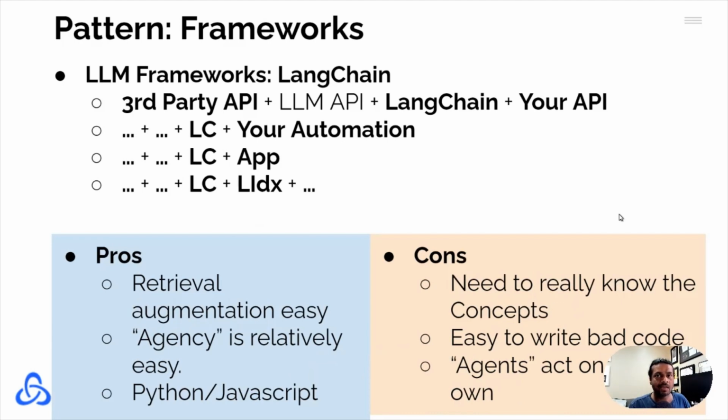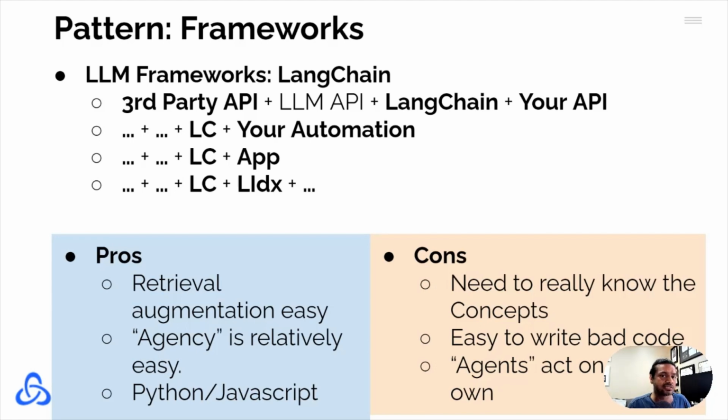So, for example, if we wanted to use LangChain, we could have LangChain using our LLM API with other third-party APIs, like Google Search, and your own API. And you take this whole enchilada, you can then add it into an automation. You can make it into an app. You can even add Llama Index to it as a tool in its tool chain. Okay?